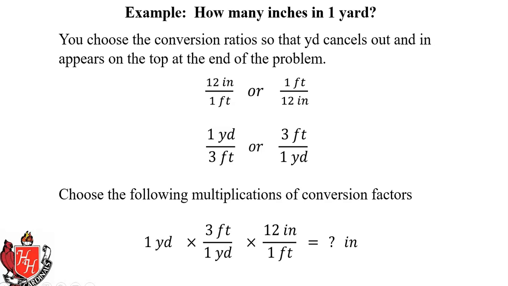So there's only one of them that makes yards cancel out. That's the one with yards on the bottom. So you start off with 1 yard times 3 feet divided by 1 yard. And you see that you have yards on the top and yards on the bottom. So those are going to cancel out. And then you want to end up with inches. So you choose the one. There's only one of the 4 that has inches on the top. And that's the one that says 12 inches for every 1 foot.